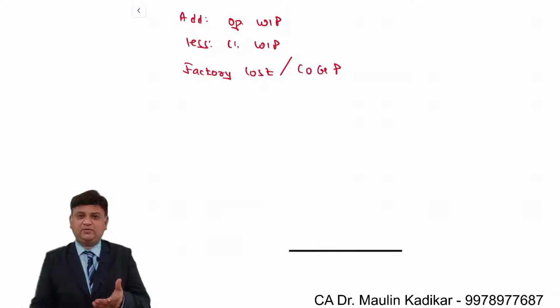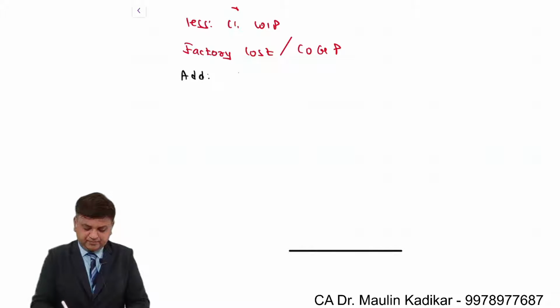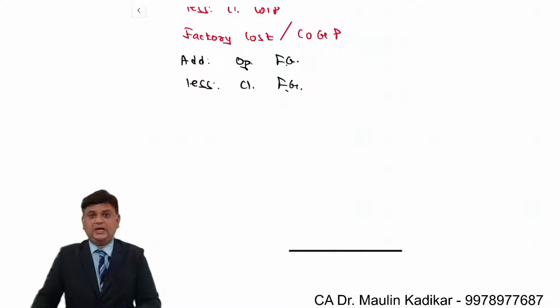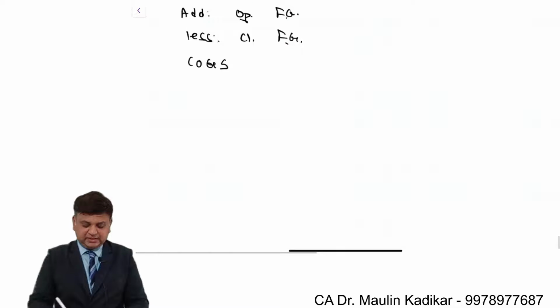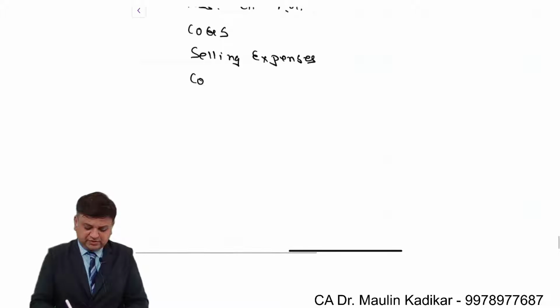This is the value of the goods produced. Then we will add opening finished goods and deduct closing finished goods. After making these two adjustments, we'll get the cost of goods sold. Then selling expenses have been given. Cost of goods sold plus selling expenses will give cost of sales.